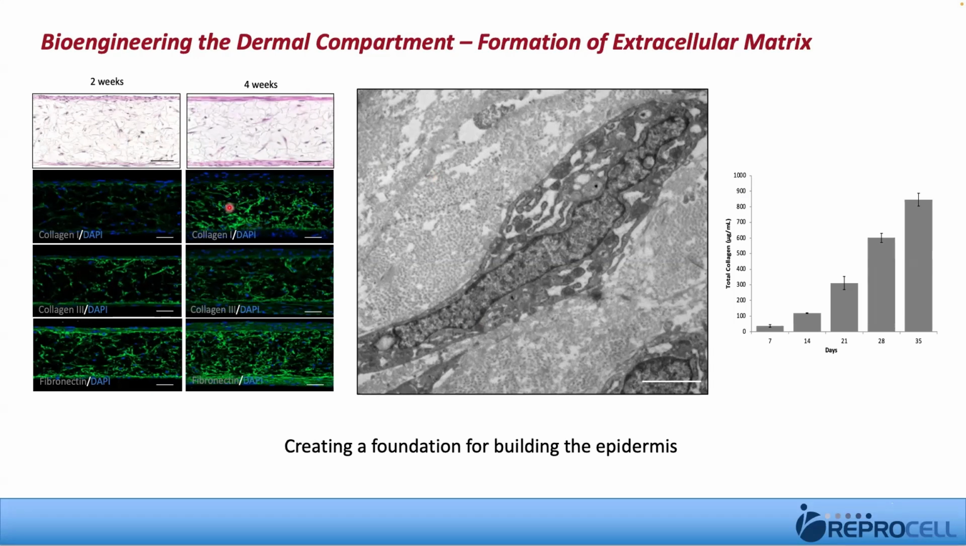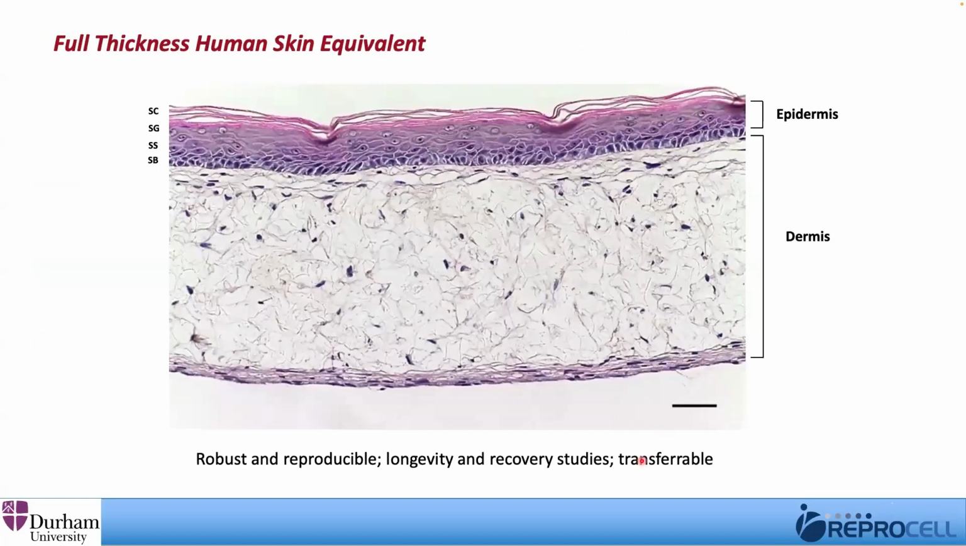In the immunostaining on the left, we see examples of collagen 1, 3, and fibronectin increasing in expression over time. And we can also use biochemical assays to see the accumulation of total collagen, in this case, over 5 weeks. So we're creating this foundation using the Alvetex scaffold, upon which we then seed the epidermal keratinocytes.